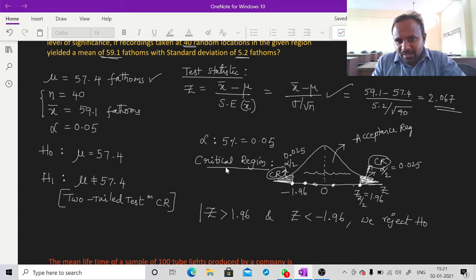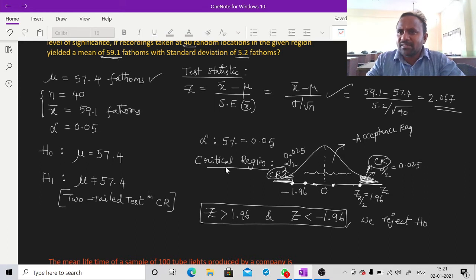Now your z value has come in this way, and your critical region is this region. If the z value is in this part, you have to reject the null hypothesis. Now you compare with this value: is z more than 1.96? If it is so, then we have to reject it. If it is less than 1.96, then we have to accept the null hypothesis. That is what our critical region is giving you.